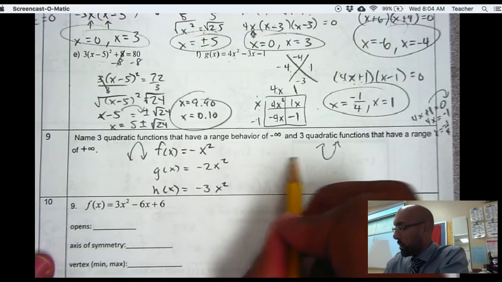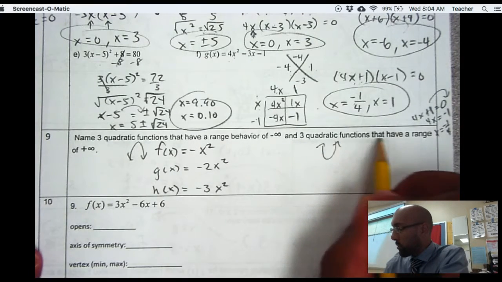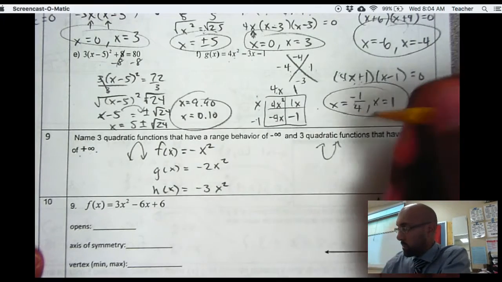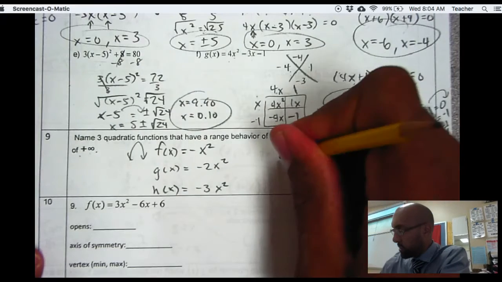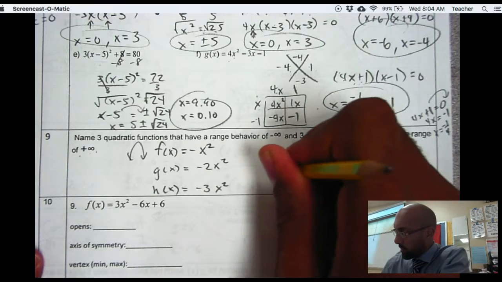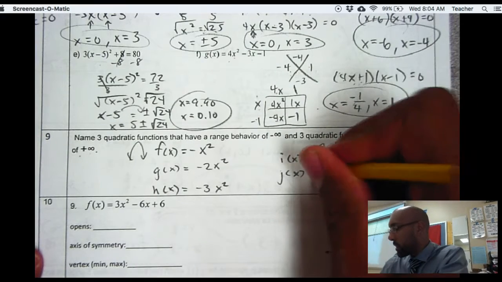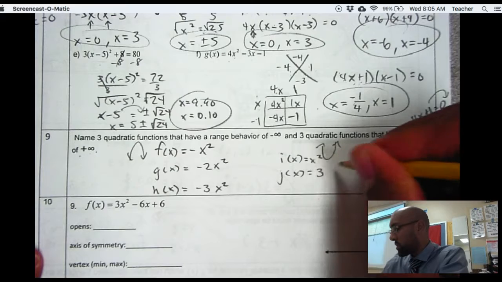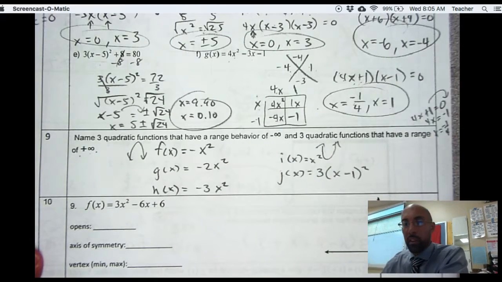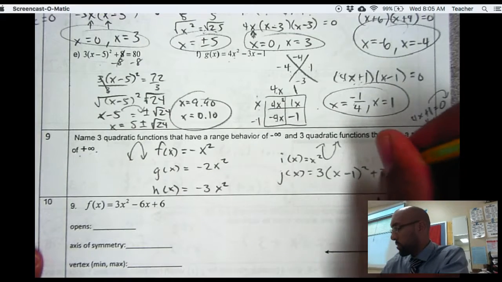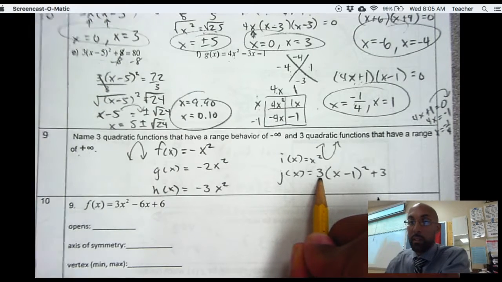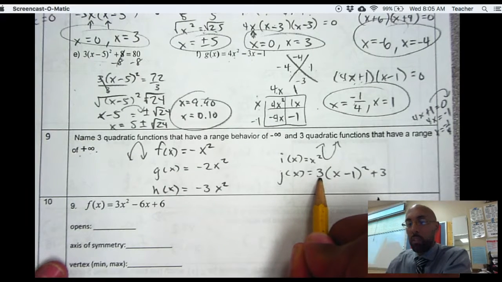Now 3 that have a range behavior of positive. Well, that's pretty much just the opposite. So we'll do i(x) = x², j(x), and we'll change this one up a little bit. We'll do a vertex form version. So we'll do a positive number in front and put (x - 1)² kind of randomly, plus 3 randomly. That doesn't really factor in. What's important is that number in the front, because that's going to give us a range behavior of +infinity.